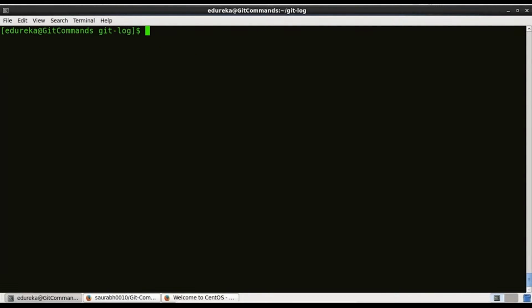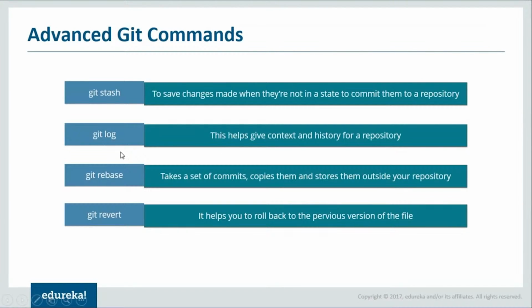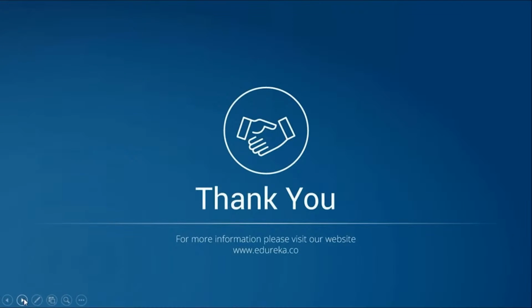And now I can go ahead and type in here git rebase master. So it says that the current branch Edureka010 is up to date. So this is how you can perform rebasing. So let me quickly go back to my slides. So we have talked about git stash, git log, git rebase, and git revert. So by this we come to the end of today's session. Thank you and have a great day.